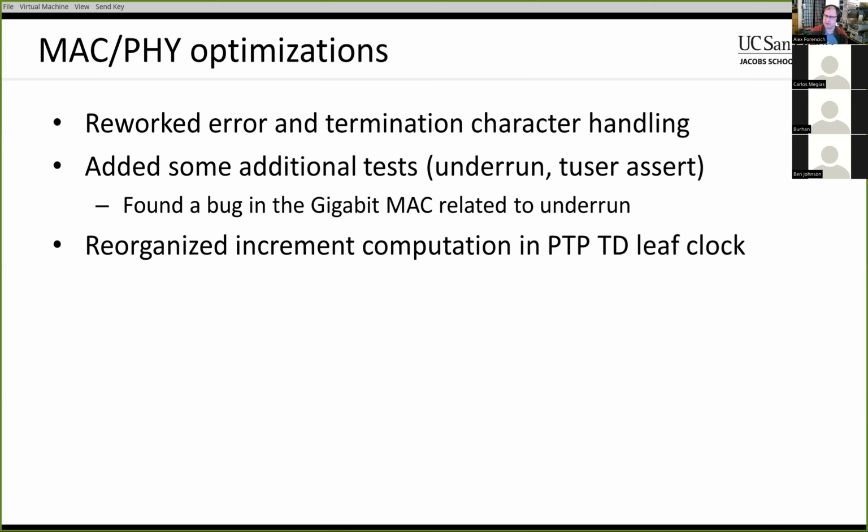And then the other thing I did is I reorganized the increment computation in the leaf clock for PTP, and it's basically avoiding several chained adders in the same clock cycle. Adds a few registers, but I think it helps with the timing performance. As a quick aside, I've been slowly, I think, getting a better handle on how to properly optimize HDL code.